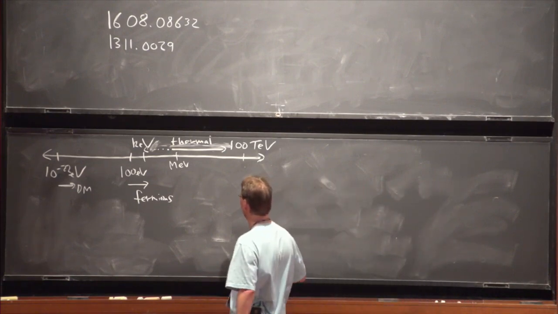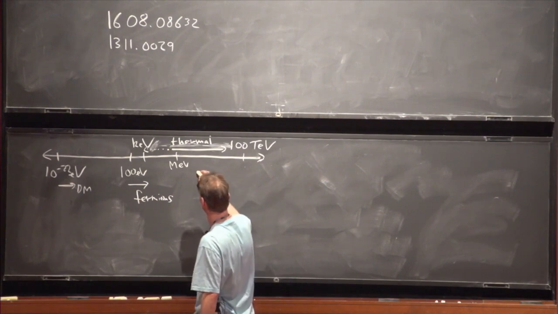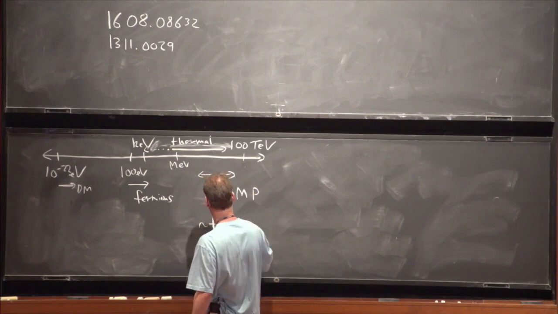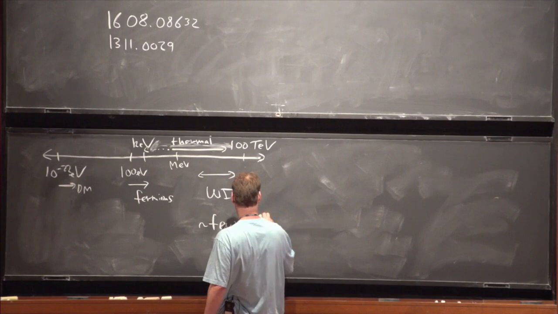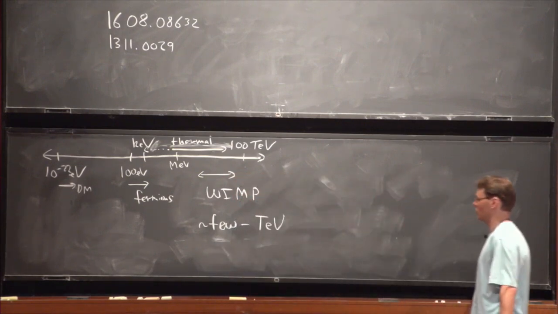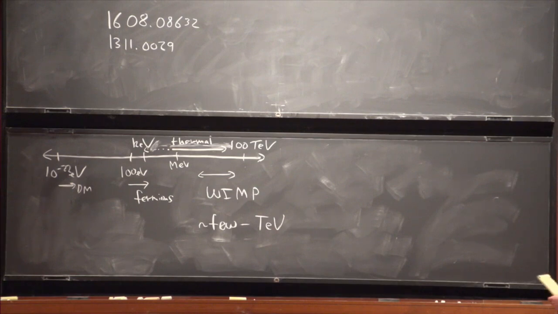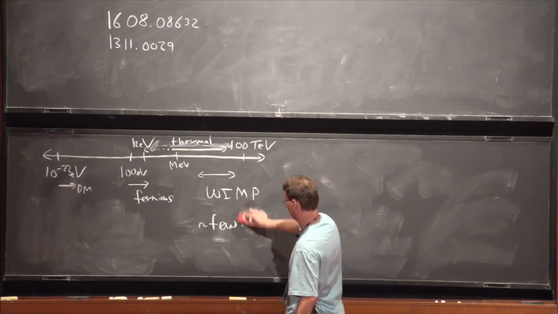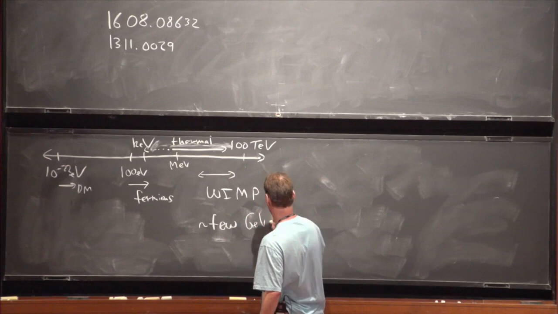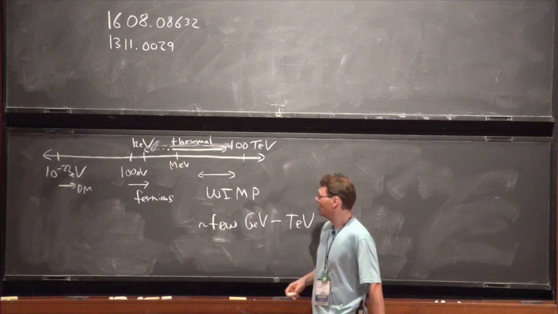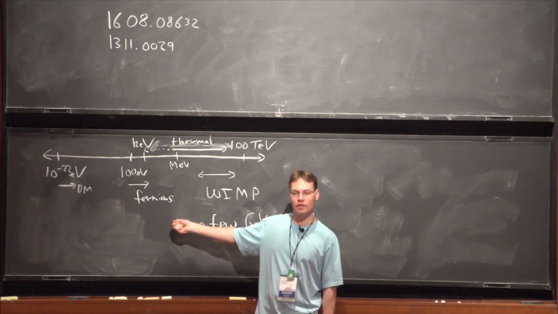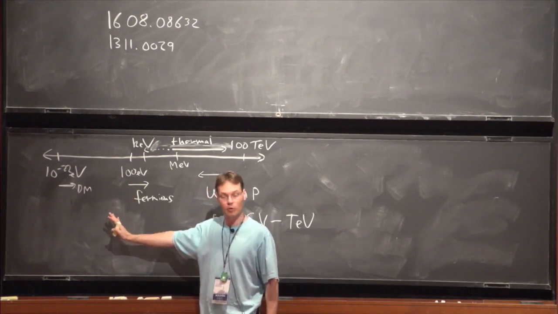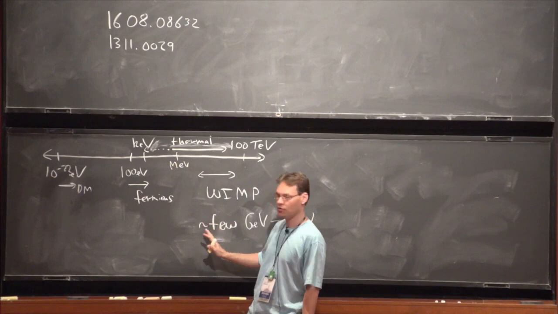Now, the traditional WIMP sits around here. A few GeV to, you know, TeV or tens of TeV, depending on what you want to consider a WIMP. And what we're going to focus on is below that scale. So we're going to consider things below the GeV scale. I'll talk about things roughly down to meV, but most of my focus will be MeV up to GeV.